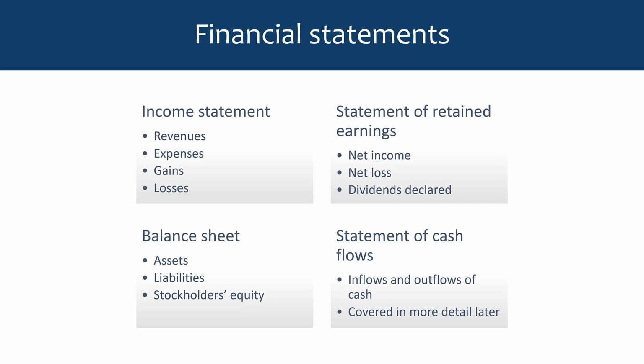The balance sheet contains assets, liabilities, and stockholders' equity. And finally, the statement of cash flows includes activities that used or provided cash. And we'll talk more about the statement of cash flows at a later date. Right now, we're just going for a basic overview.